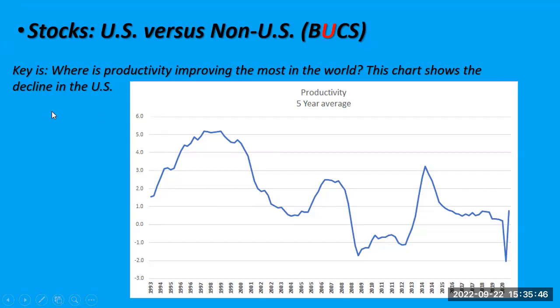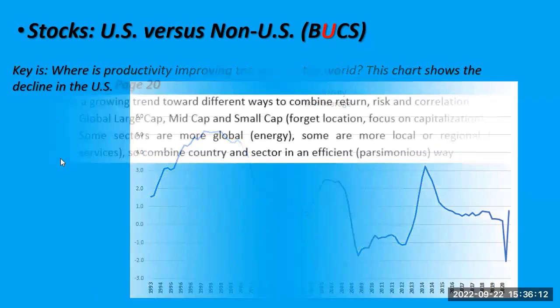Productivity. Where's productivity improving the most in the world? You can see in the United States, we've been having a tough time getting up to 2%. So it's really, really tough. You can see this is what President Obama was talking about. Why is our productivity coming down so much? He left office right here. So, he had 3%, but it's just really, really rough.